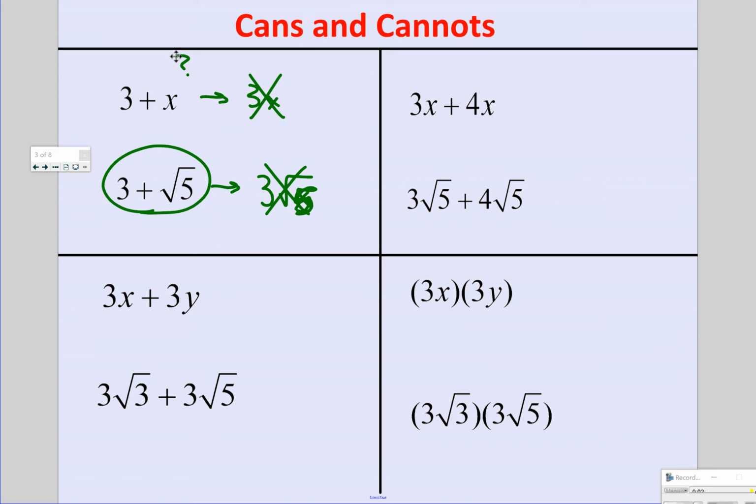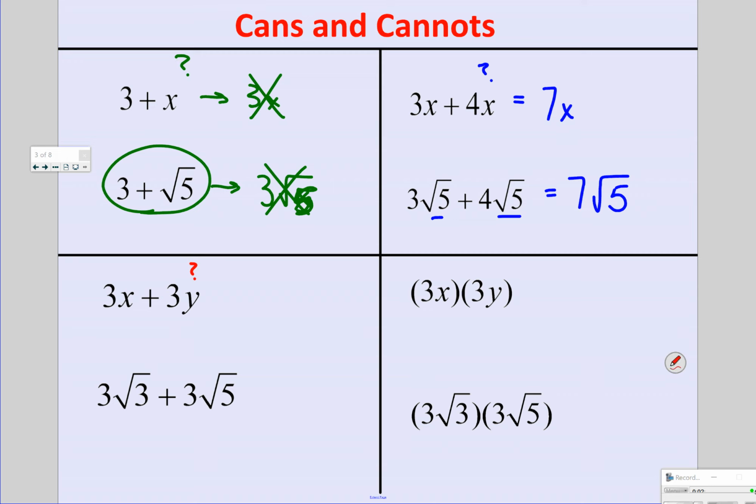Now, to the right here, can 3x plus 4x be combined? Absolutely it can, to make it 7x, which means that you can also do this one below it. 3 root 5 plus 4 root 5 is 7 root 5. So as long as they have the same radical, we can add those constant factors out in front of the radicals. Now let's look at 3x plus 3y.